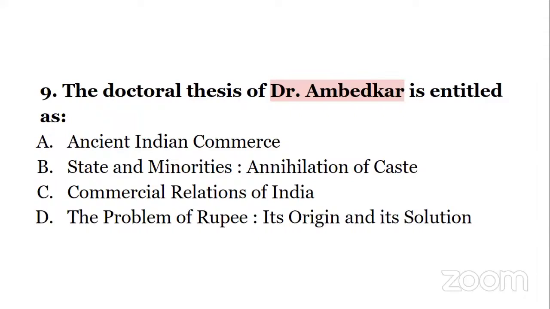The doctoral thesis of Dr. Ambedkar is entitled what? What was the name of Ambedkar's doctoral thesis? The options are Ancient Indian Commerce, State and Minorities, Annihilation of Caste, Commercial Relations of India, and the Problem of Rupee, its origin and its solution. Let's check the answer. The right answer is option B, the Problem of Rupee, its origin and its solution. That is the title of Ambedkar's doctoral thesis.